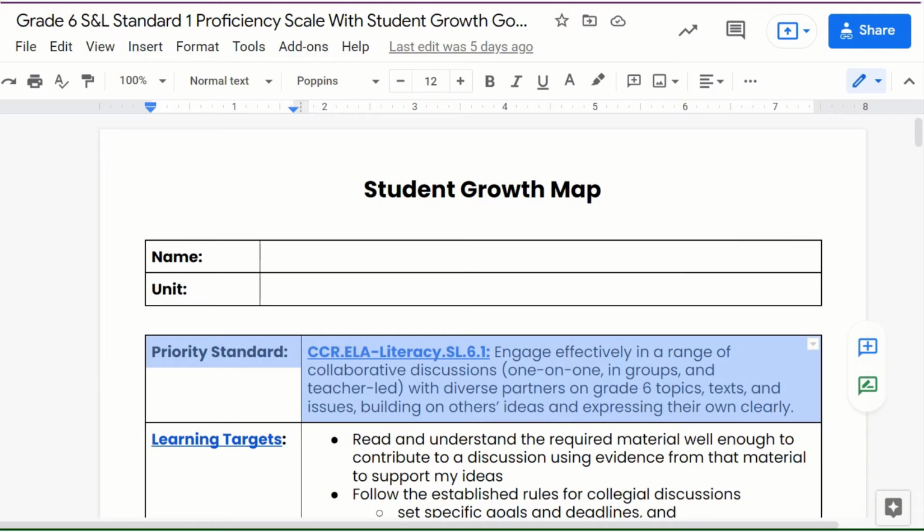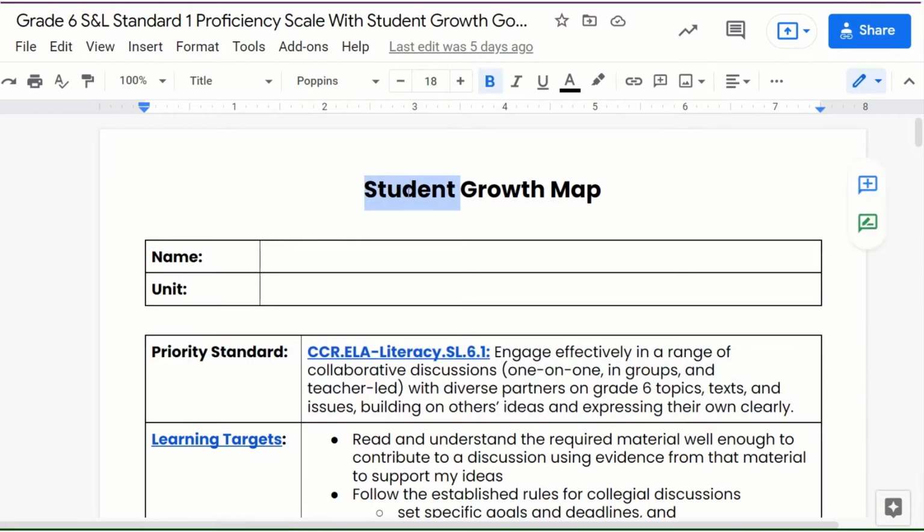So now I'm going to show you an example of how we can turn this incredible tool into something students can use to set goals and monitor their progress. For this portion, I will walk you through what I am calling a student growth map. Since we discussed speaking and listening standards earlier today, this example is going to show you the grade 6 speaking and listening standard number 1 that focuses on collaborative discussions.